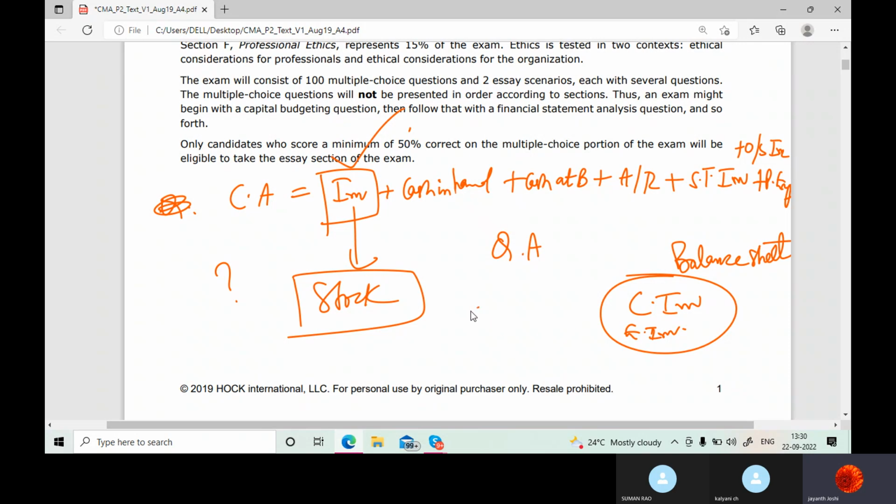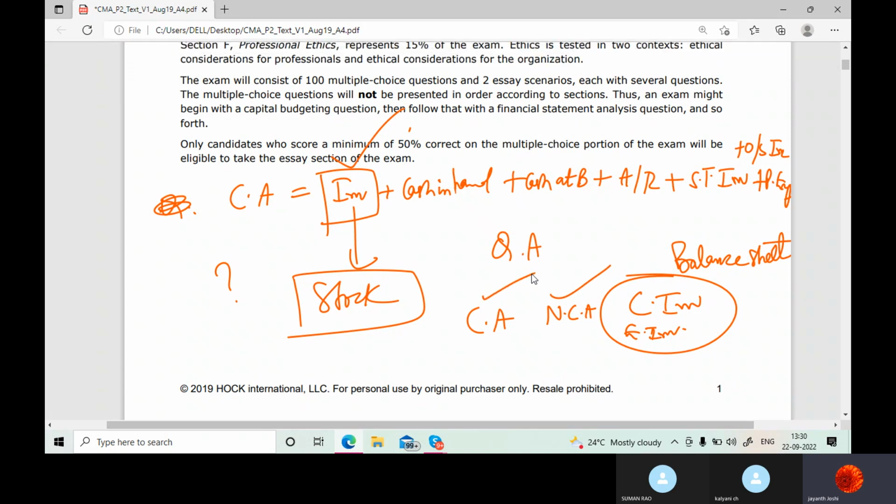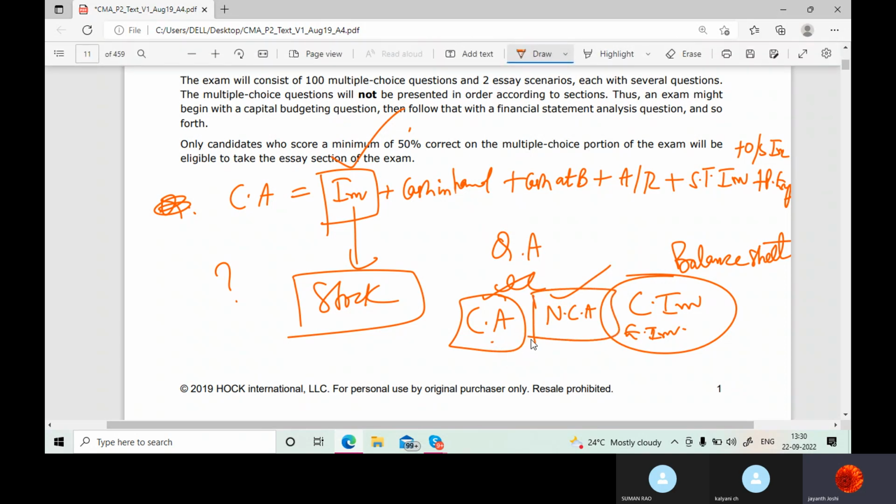See, what is the difference between current asset and non-current asset? These are tangible assets. These are intangible. These are not intangible. These are current assets. Correct? Intangible assets are patents, trademarks, copyrights. I'm not going into that. Non-current assets are tangible assets. Current assets are current assets.